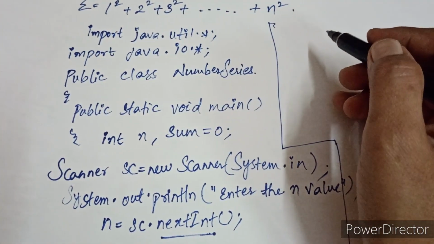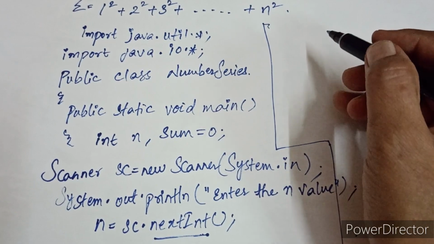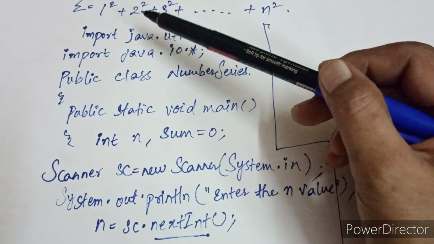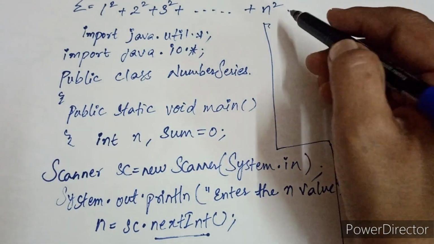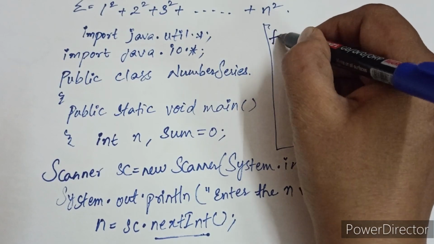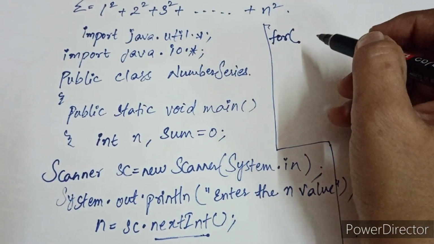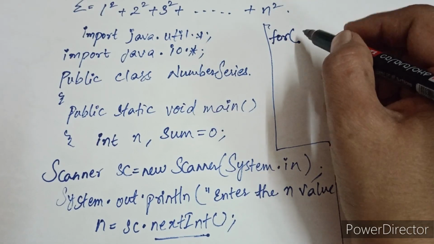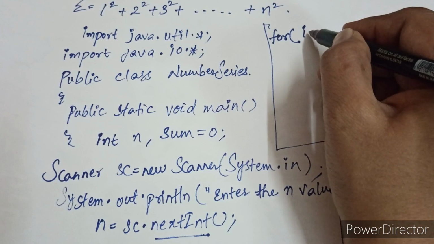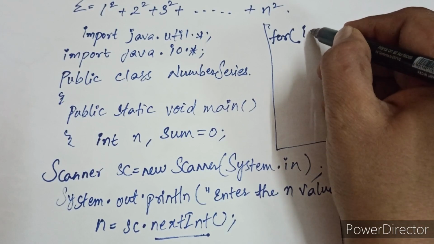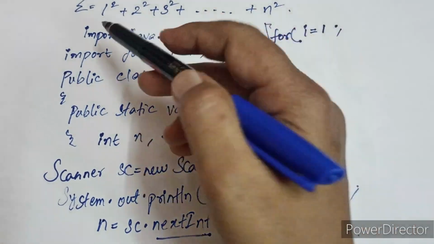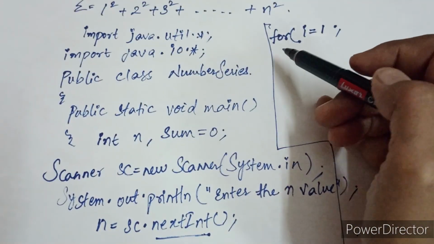After entering the n value, you should add it. Here, what process are we repeating? The addition process. Whenever you are repeating the same statement again and again, you should use the concept of loop. Here I am using a for loop. Every looping concept must have three things: initial value, condition, and increment. What is my initial value? It must start with 1.